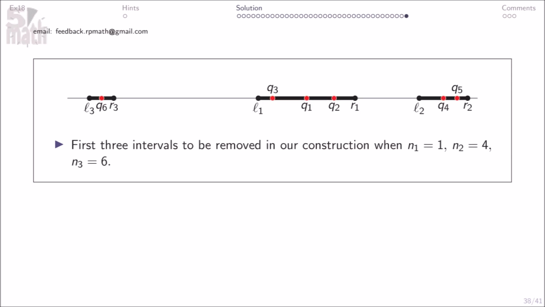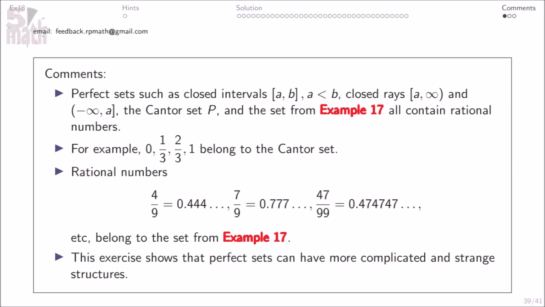Here is a picture. First, the intervals to be removed in our construction when n1 equals 1, n2 equals 4, and n3 equals 6. Comments. Perfect sets such as closed intervals this, closed rays this and this, the Cantor set P, and the set from example 17 all contain rational numbers. For example, 0, 1/3, 2/3, 1 belong to the Cantor set. Rational numbers 4/9, 7/9, 47/99, etc. belong to the set from example 17.